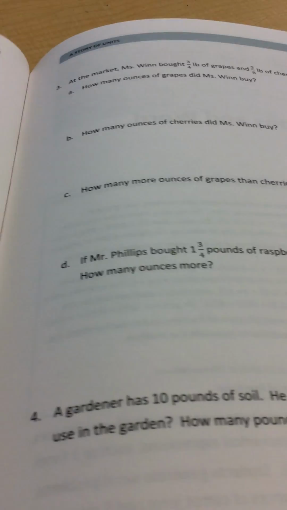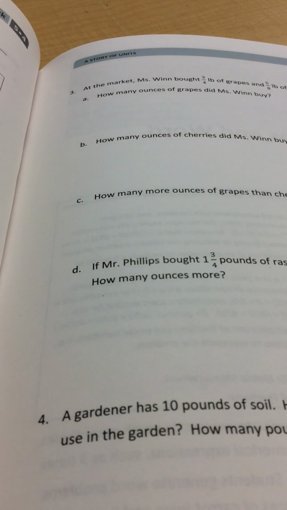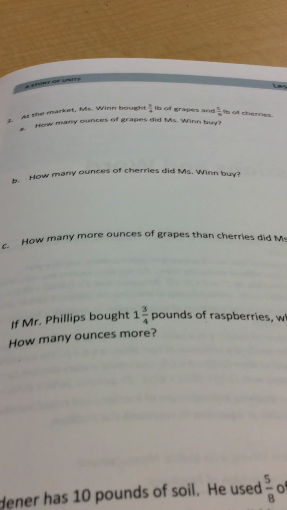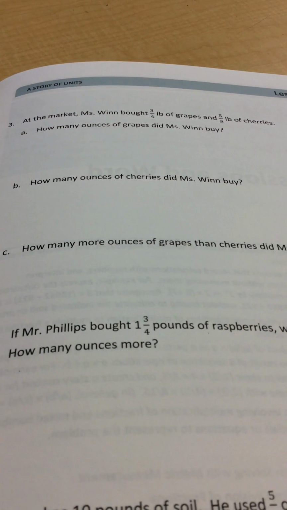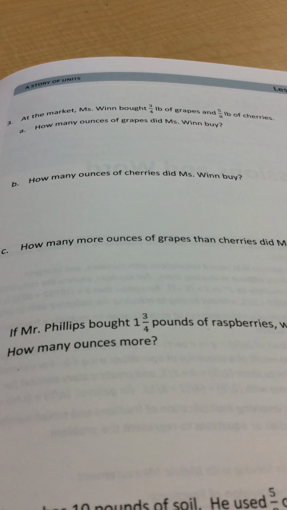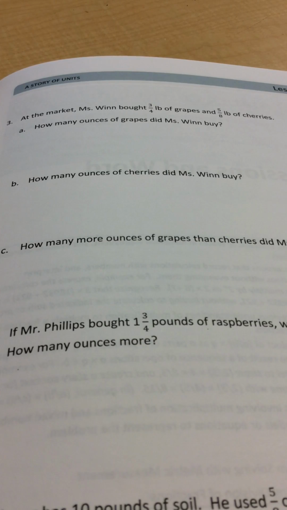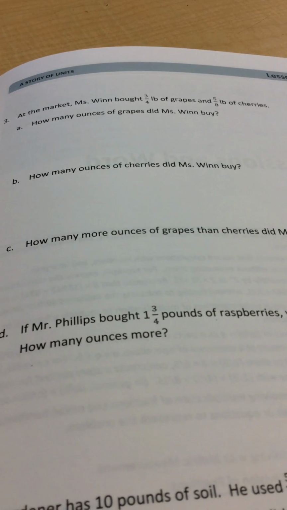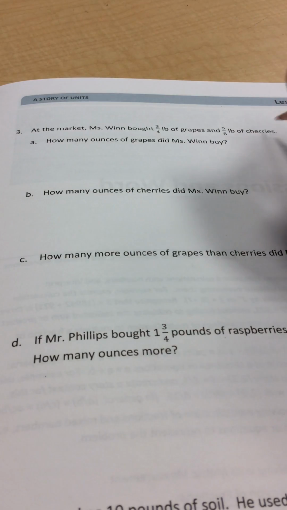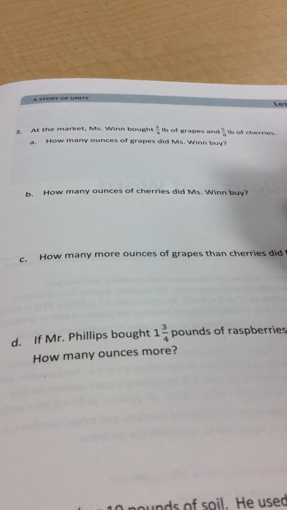When we go over here to number 3, we're working the same concept with some word problems. Number 1, at the market, Miss Wynn bought 3/4 pounds of grapes and 5/8 pounds of cherries. How many ounces of grapes did Miss Wynn buy? Well, we need to know that 1 pound equals 16 ounces. And I'm just going to write that up there to remind myself.